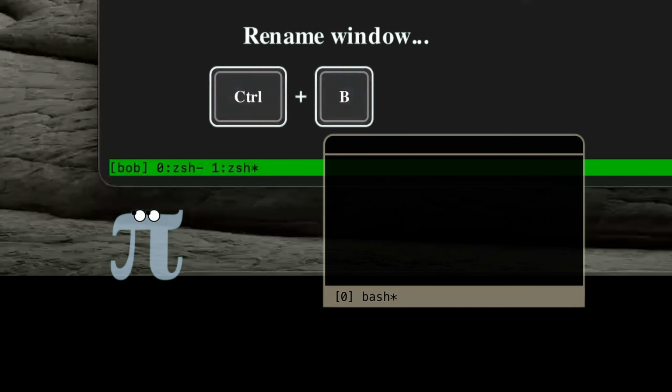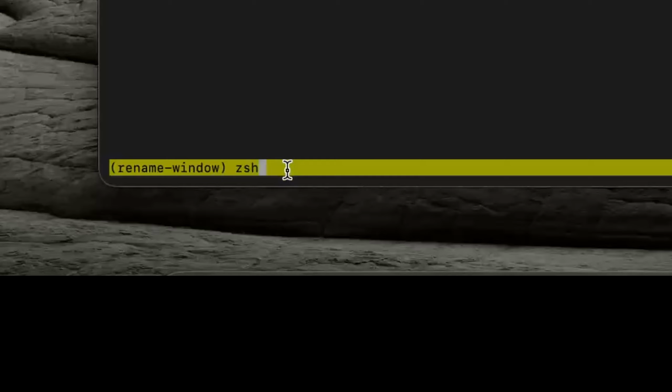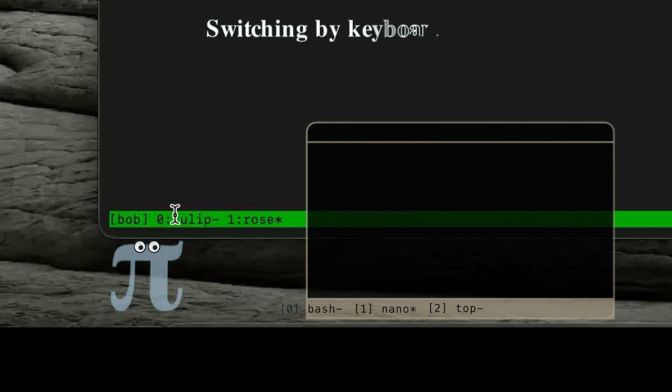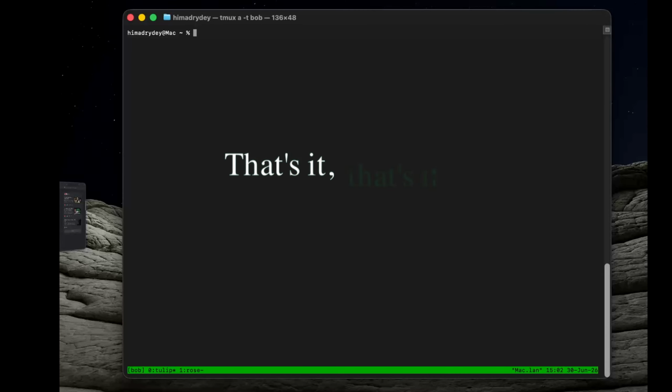But it seems kind of silly. If we want to change the name, we press Control B and comma. You see, rename window. Let's say it's called Rose. Bob has a child called Rose, and if we switch to the 0 child, the window names will be one Rose and one tulip. No problem. If we switch by keyboard manually, we do Control B and then P, P for previous and N for next. Yes, that's it.